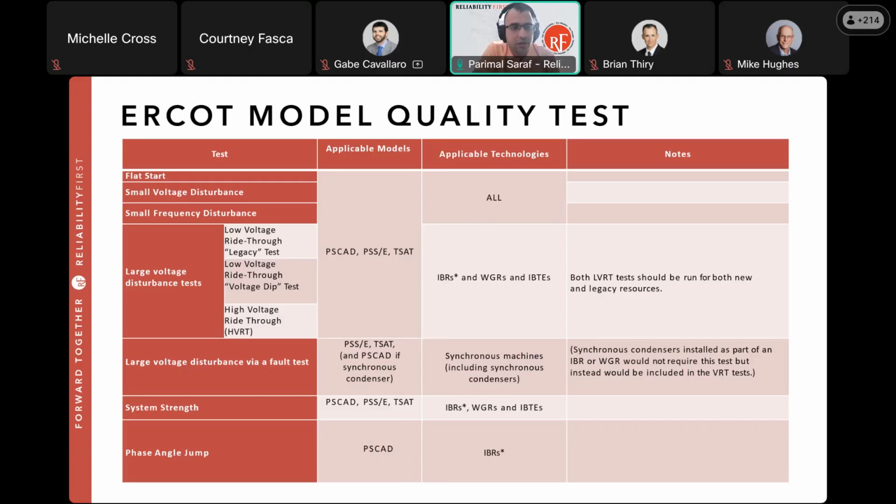They're looking at, okay, what happens if there's a big fault or disturbance in the system? Do the models that are being used for these IBRs really replicate what would happen in the field using measurements? And then same thing for small voltage and small frequency disturbances. What happens if there's a small disturbance? Does the performance really benchmark against what would happen in the actual hardware? So this is just a sample table of requirements that is needed in ERCOT currently. Next slide, please.